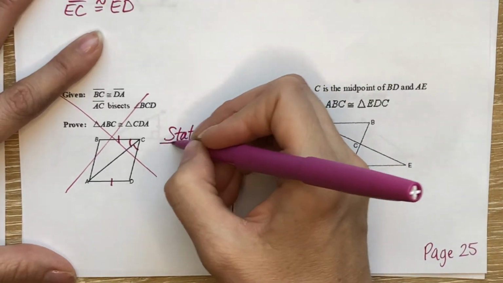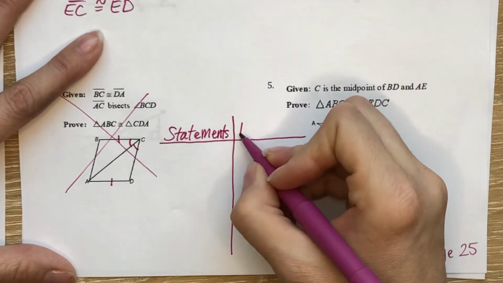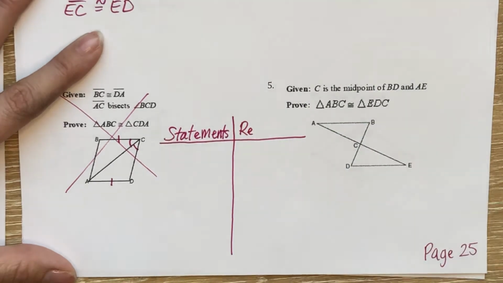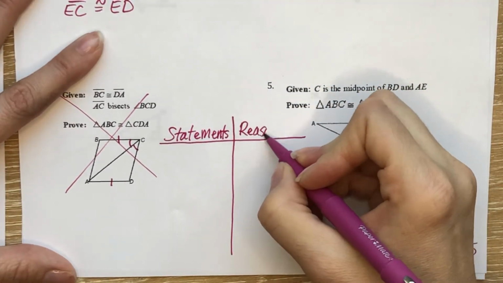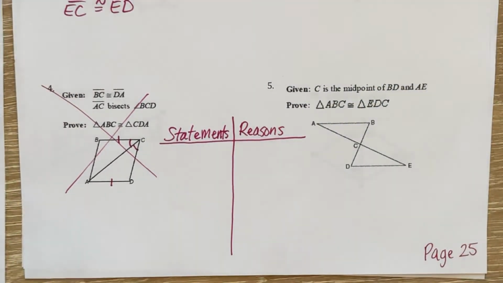Even when I just talked to you about it, I've got problems. Okay, so let's do number 5 together. And now you can see what I'm doing. Isn't that novel? It's a novel idea.